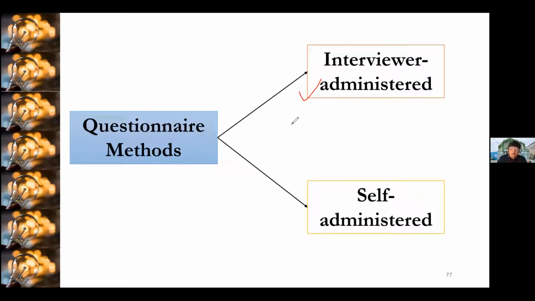Okay? On the other hand, we also have what we call self-administered questionnaire. Ano naman yung self-administered questionnaire? It means you simply float the questionnaire at bahala na si respondent sa pagsagot ng questionnaire na yon.